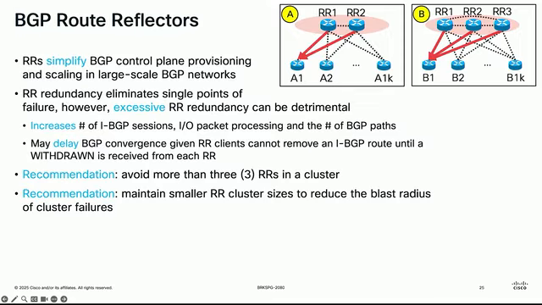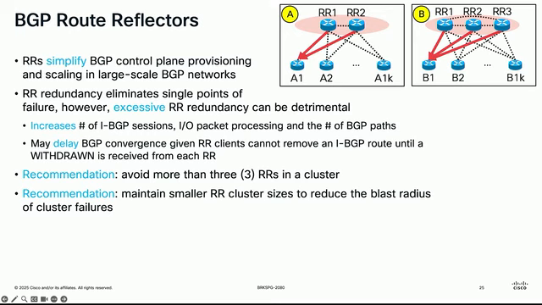Okay. So BGP, of course, is vital to network stability. And with that said, BGP route reflectors, when deployed, are vital to BGP control plane stability, right? And of course, route reflector redundancy is required to eliminate single points of failure within the BGP control plane. But excessive route reflector redundancy can actually be a detriment.